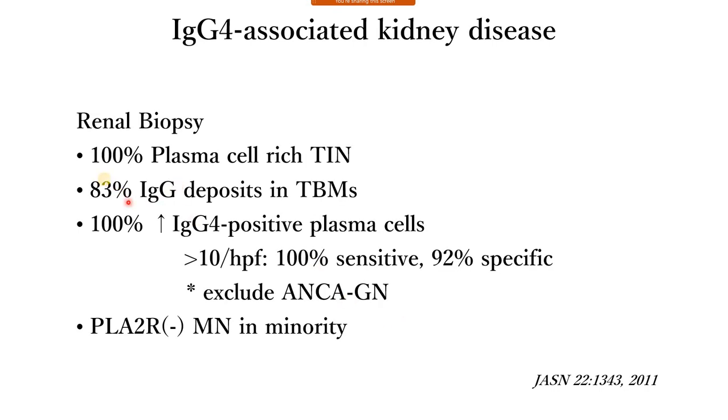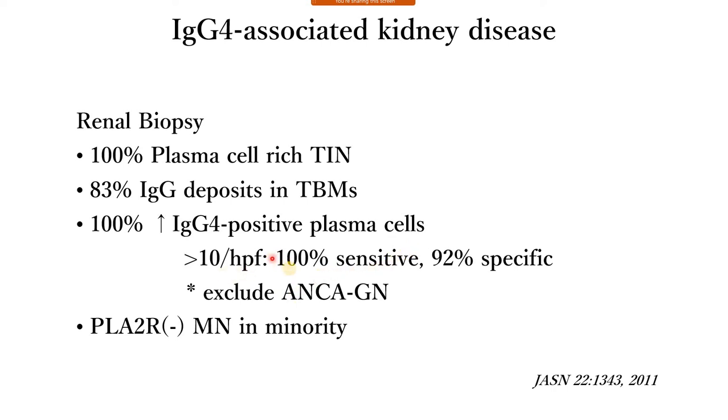Histology is very important. 100% of cases show plasma cell-rich tubulointerstitial nephritis. Only with this can we tell this is IgG4-related kidney disease, because these are very prominent histologic findings. I will show later. And 83% of cases show IgG deposits in the TBMs, tubular basement membranes. And importantly, all cases show increased IgG4-positive plasma cells in the tissue.